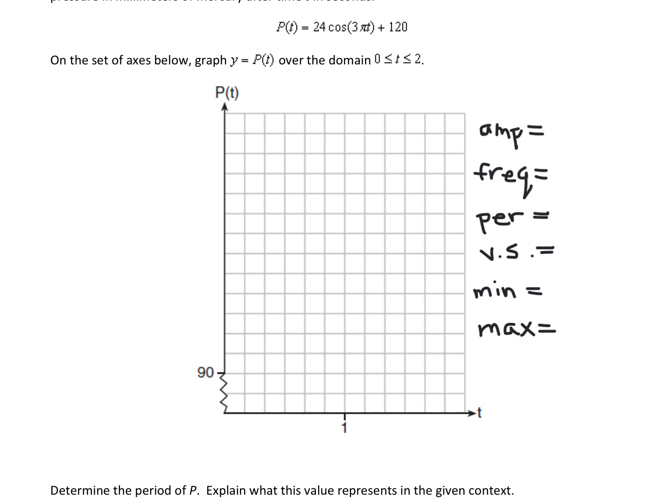Okay, so when we look at this function right here, the amplitude is the number that's in front of the word sine or cosine. So here our amplitude is going to be 24. All right, the frequency is what is in front of our, usually x, but they're using a t, right? This doesn't say p of x, it says p of t. So in front of the t, we have a 3 pi. So that's going to be our frequency.